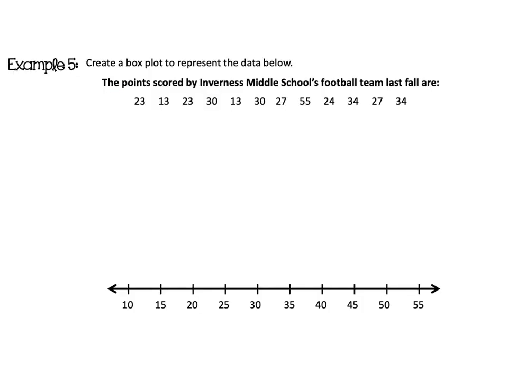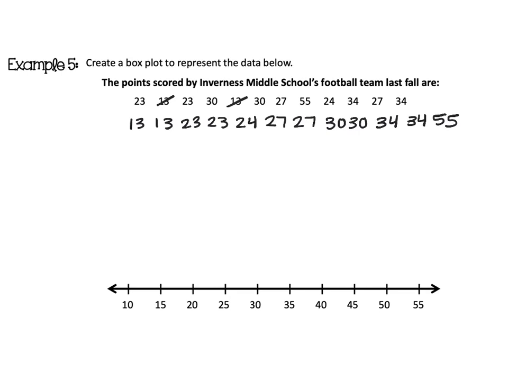So looking at an example, we're going to create a box plot to represent the data below. The first thing I'm going to do is put my data in numerical order. Now that I've done that, I can look at both my minimum and my maximum. So my minimum is going to be 13, and my maximum is 55.